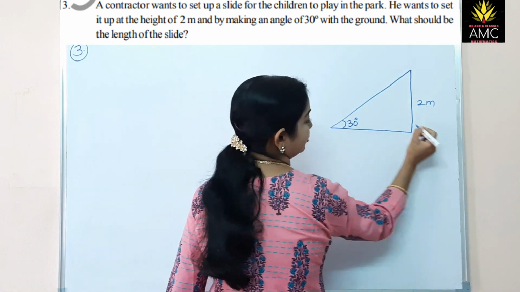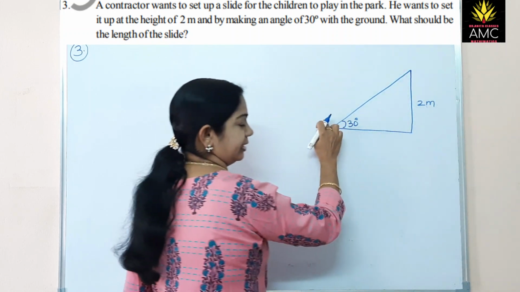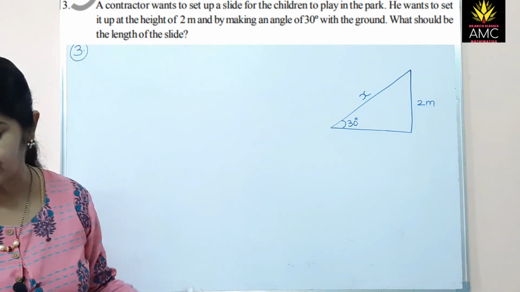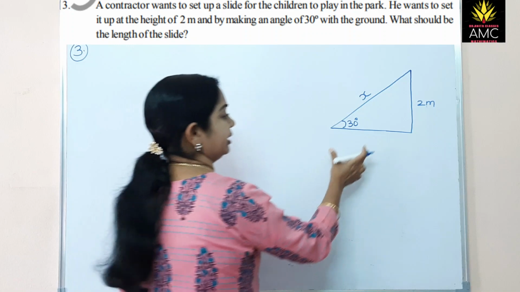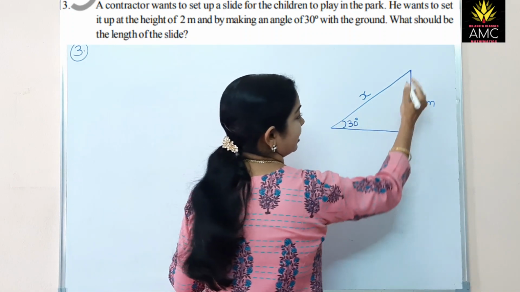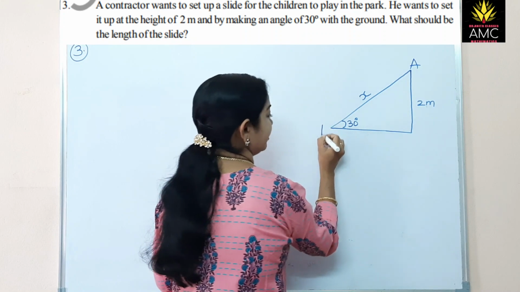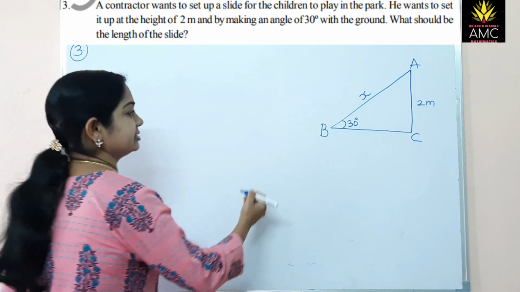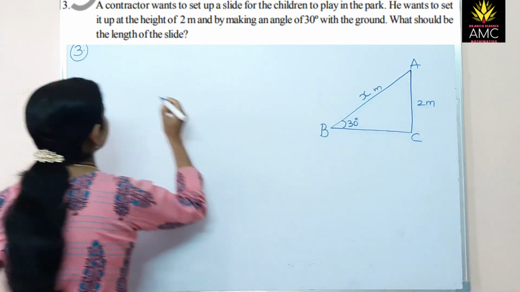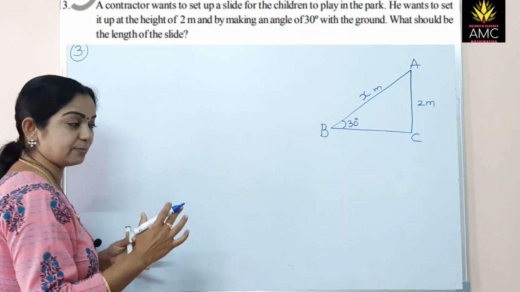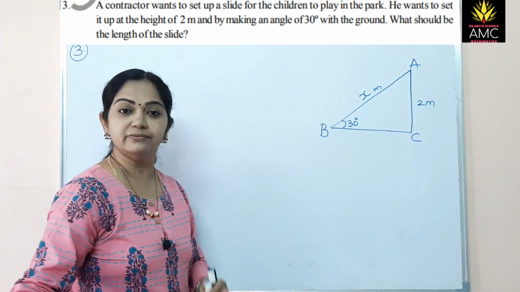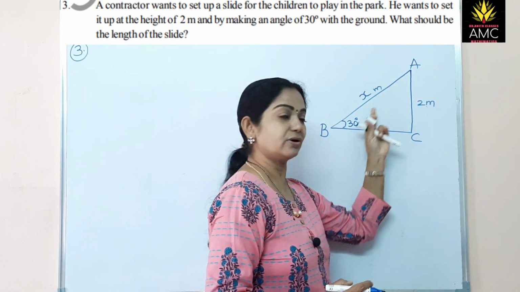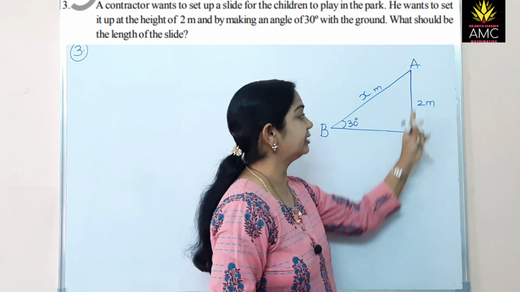So at a height of 2 meters, and this is the slide. We want to find the length of the slide. So that length I will suppose as x meters. Here only this and this part are given. So let us name this A and B and C. Okay, AB is the slide. Let this be x meters. Now I have visualized the problem. I have drawn the problem using the verbal question. So visualizing the problem, drawing a slide, the contractor has made a slide at a height of 2 meters.